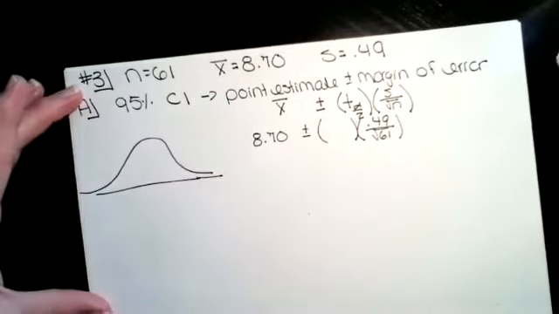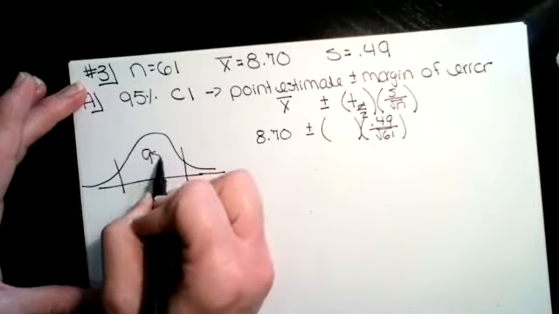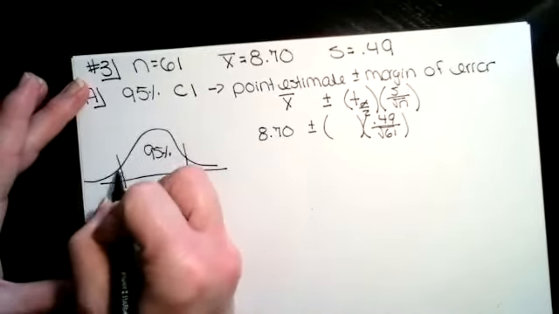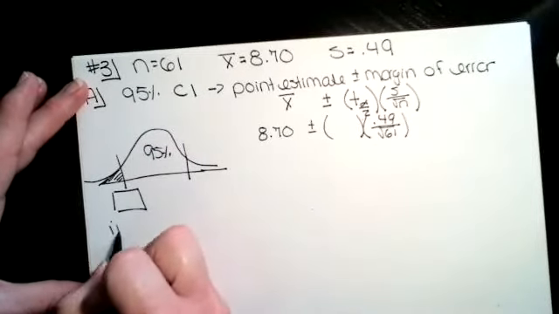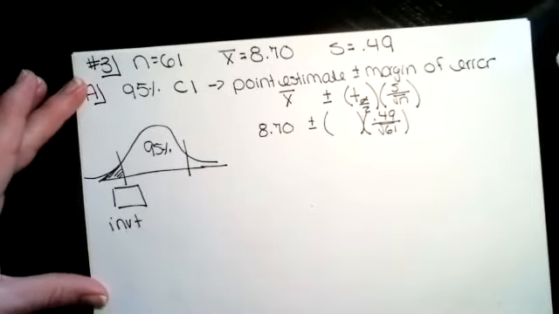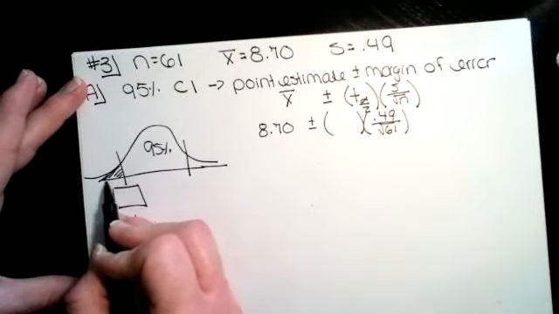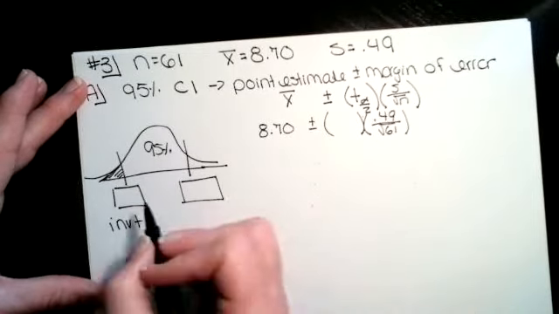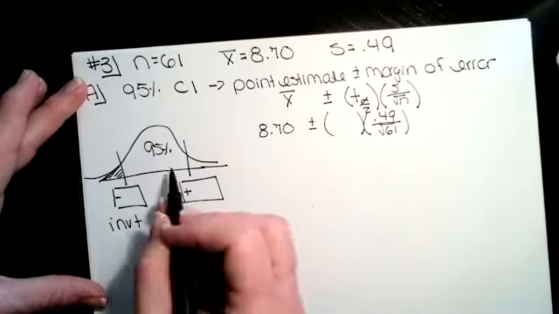It refreshes our memory. Remember a CI is always the middle. In the middle is the 95%. The area is the area to the left of whatever data value I'm trying to find. I'm using inverse T, so I'm trying to find a data value, and I need to give it the area to the left of that data value. You can choose whichever data value you want. Just remember, the one on the left is the negative and the one on the right is the positive because this is symmetric.